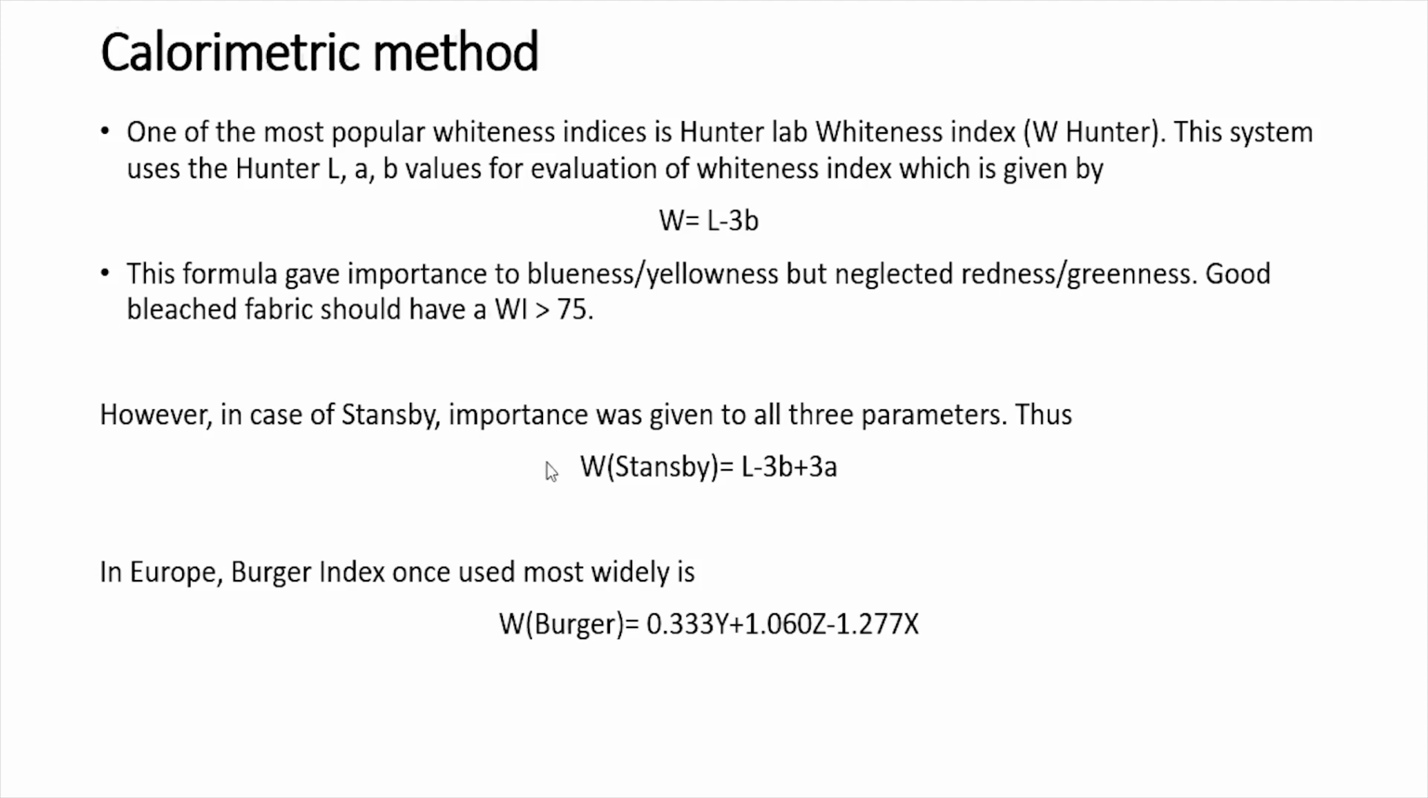Similarly, you can use other formulas or other methods also. Stansby uses all three parameters, L minus 3B plus 3A. So this is the formula to calculate the whiteness index. Similarly, the Berger index. So W Berger is equal to 0.333 Y plus 1.060 Z minus 1.277 X. So this is the formula used to calculate the whiteness index.